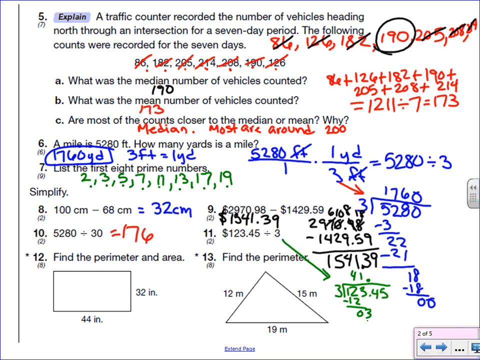1 times 3 is 3. 3 minus 3 is 0. Bring the 4 down. 3 goes into 4 1 time. 1 times 3 is 3. 4 minus 3 is 1. Bring the 5 down. 3 goes into 15 5 times. So it's $41.15.